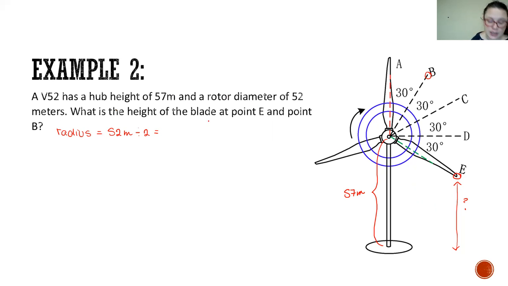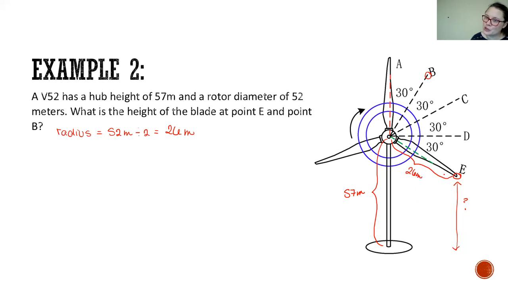Of 26, yes. I was just looking at it, I didn't see the number that I wanted really quickly. I just didn't label it. So our radius is 26 meters. So the length of our blade, or from the center of our hub to the tip of our blade, this length here is 26 meters.